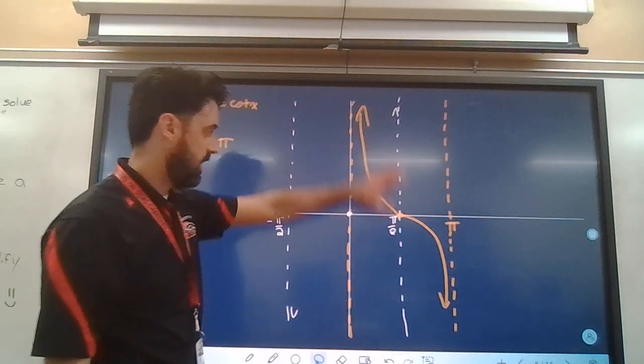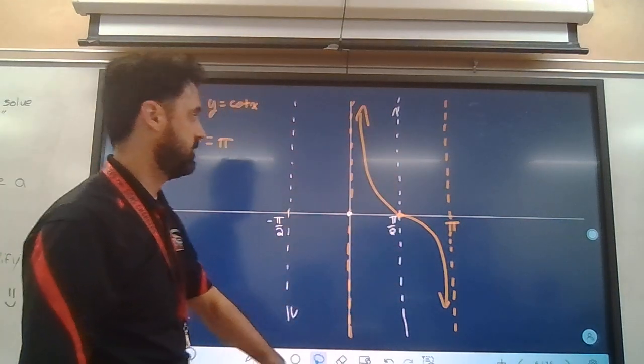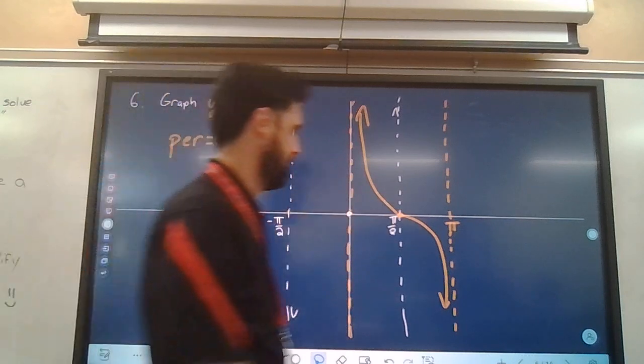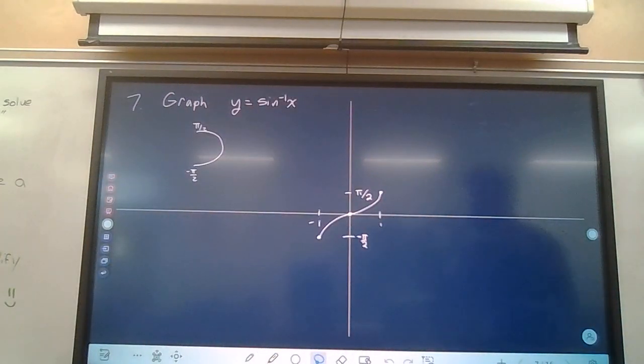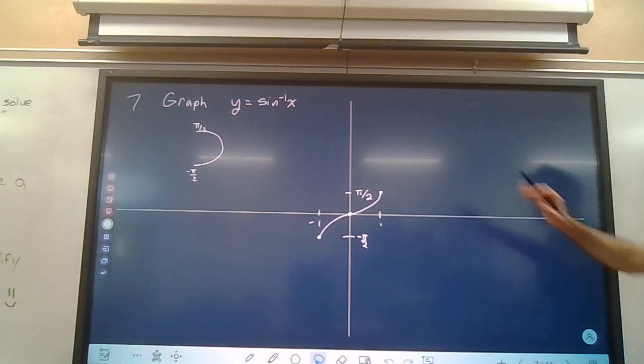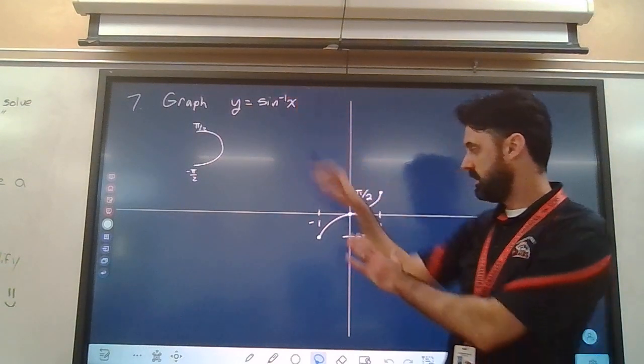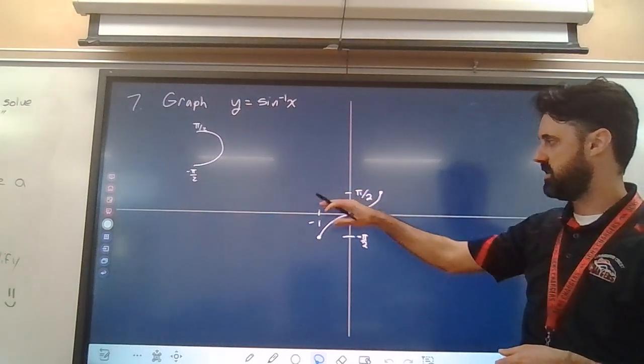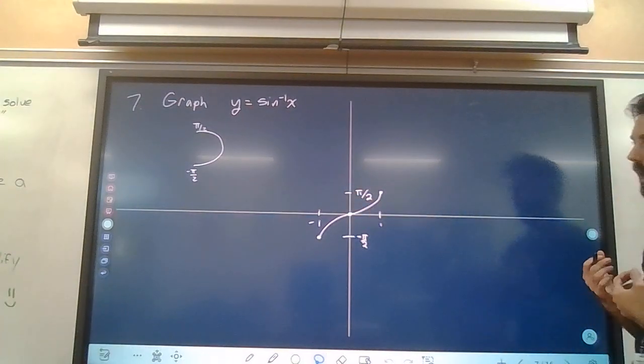Okay, so this is the graph of cotangent. Even the vertical asymptote's not there as well. This is one period of the cotangent graph. All right, inverse trig function. So inverse sine. Inverse sine is literally just this part of a graph. We're going to have to get the scales right, and so I want to talk about how I remember this.